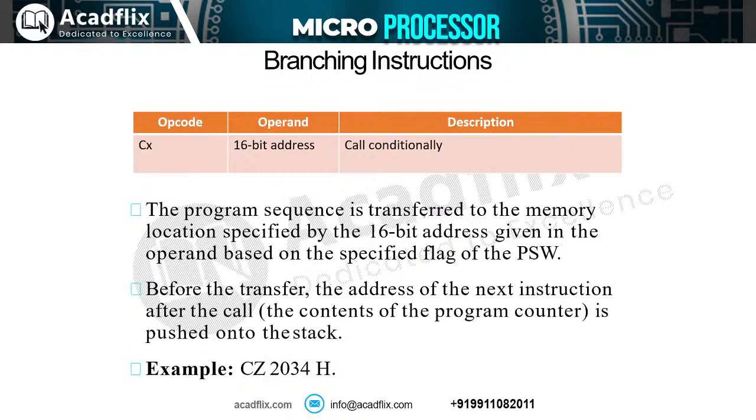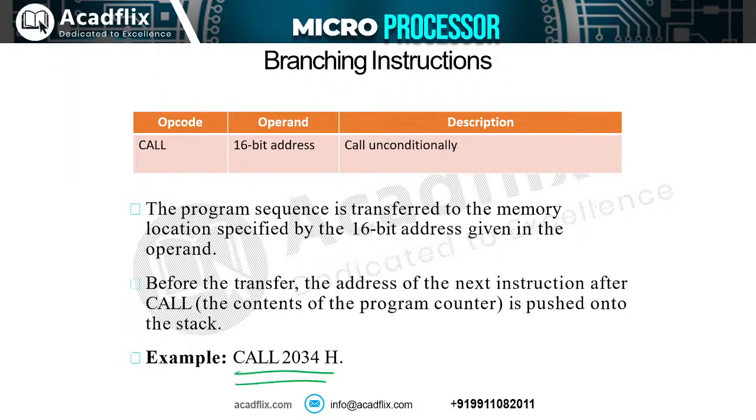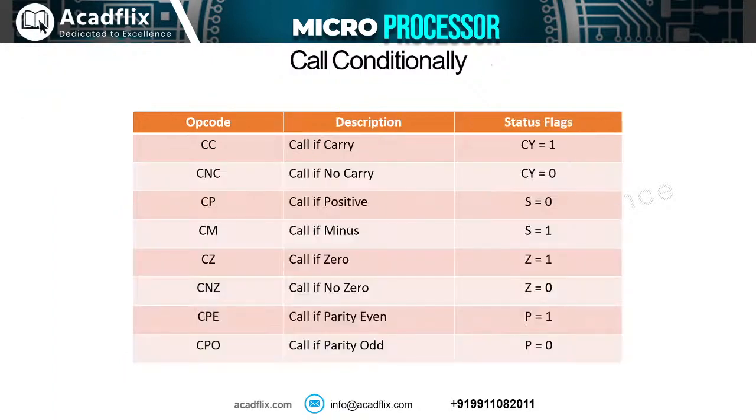Then we can have call conditionally. We have instructions like CZ. CZ means call only if the zero flag is set. If the zero flag is set, then call the function from the location 2034. So call can be conditional as well as unconditional.